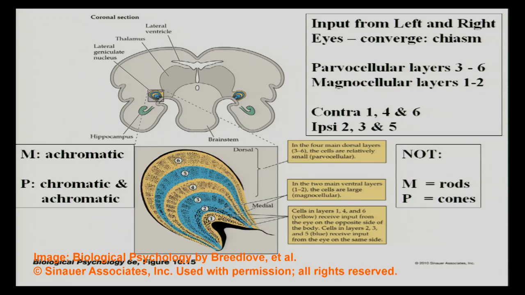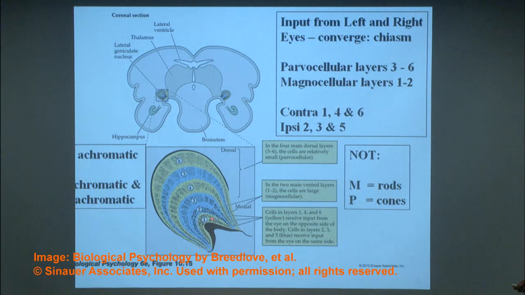Remember we said that the receptive fields in the retina and the LGN were circularly symmetric, they could be on or off, and they came through, as the animation showed, the lateral geniculate nucleus, which has these six layers. The input from the contralateral eye will come to layers 1, 4, and 6, and from the ipsilateral eye to layers 2, 3, and 5. And these little dots here are the cells that are in the geniculate.